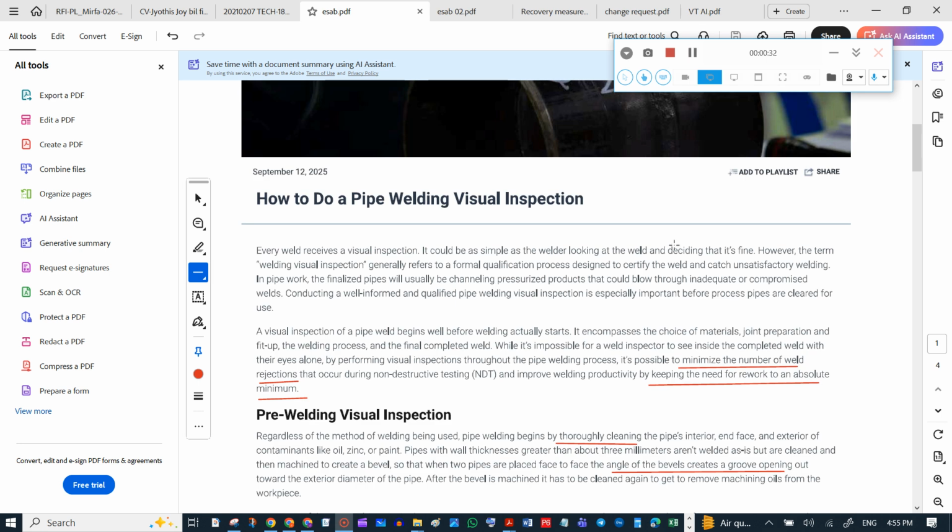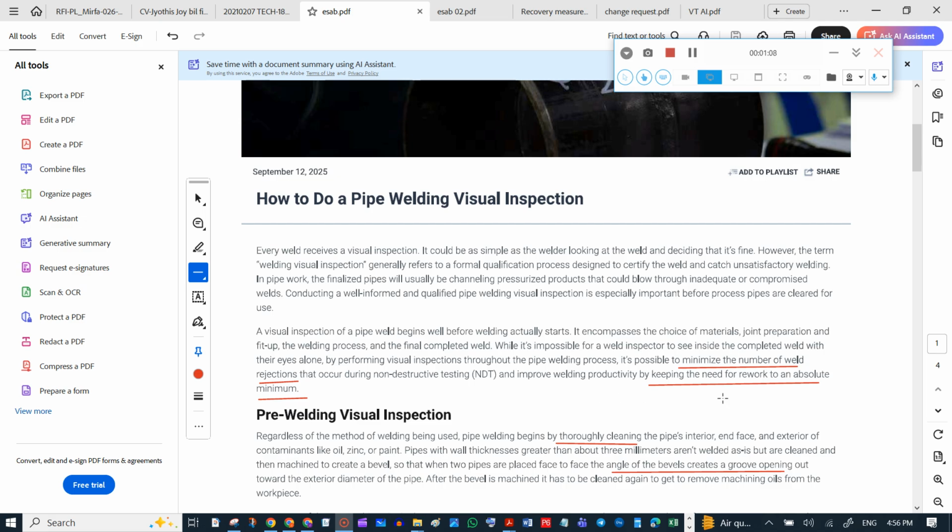So the summary title is why we are required to do visual inspections, because we are doing other NDTs like radiography, UT, MPT, etc. So, what is the requirement of a visual inspection? It is done to minimize the number of weld rejections. Rejections occur during the NDT, so we need to minimize the number of weld rejections. And it also improves the welding productivity.